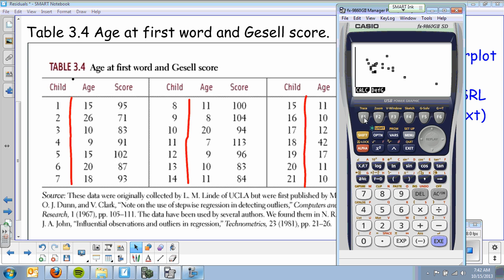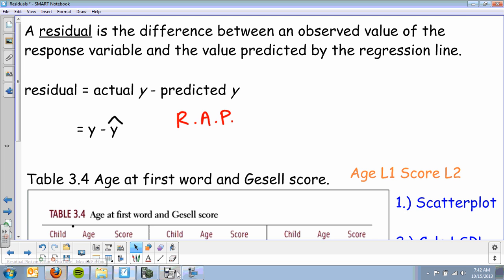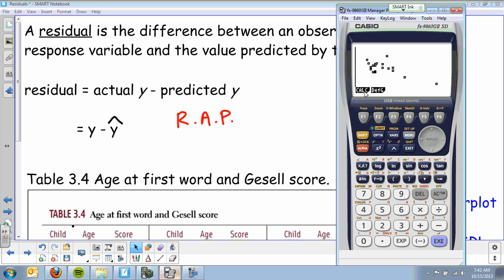According to that scatter plot, I can tell that there's a negative association. As age at first word increased, their Gesell score decreases. If we move on, we need to calculate the least squares regression line. So calculate, x, and then of course we want ax plus b. That gives us our linear regression. We've got the slope, the y-intercept, r, the correlation, and r squared, which is our coefficient of determination.